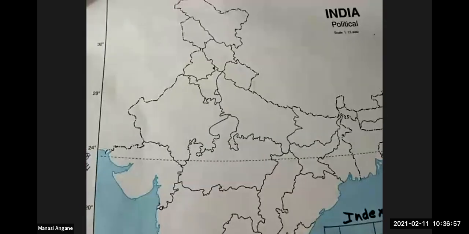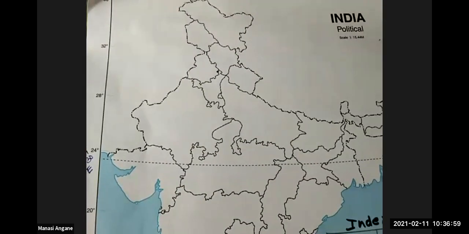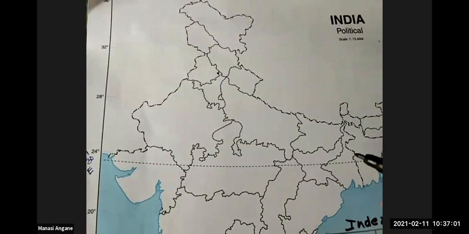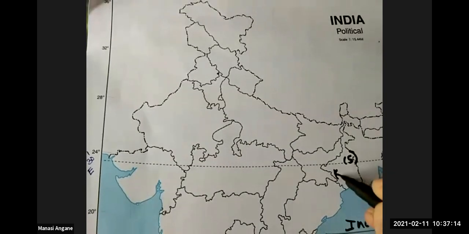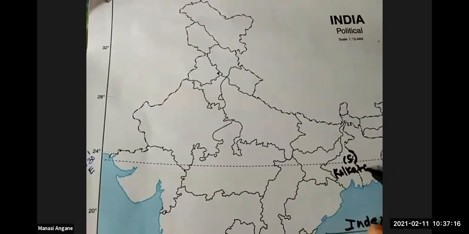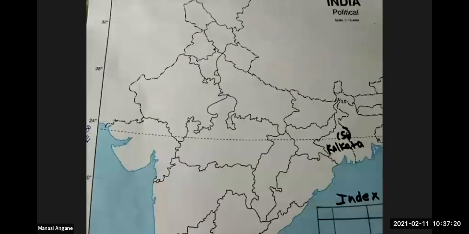Now, what you have to find here, something is there in the middle, and that is Kolkata. Kolkata lies on the east side. So here, Kolkata is there. We'll find out where it is. Kolkata is actually here. That is the fifth one. You can put a dot and put a number over there.